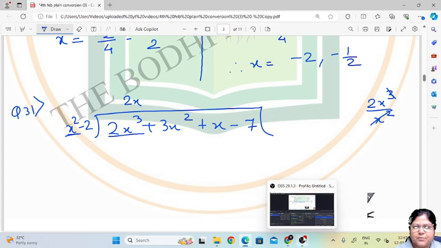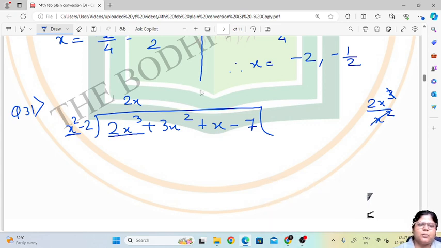Sorry for the interruption. So 2x is the one which will divide it properly. When you multiply x square with 2x, you get 2x cube. Now what happens is, one time when you got a question, it has to be multiplied by the other number also. That means negative 2 will also get multiplied by 2x. So it gives you negative 4x.